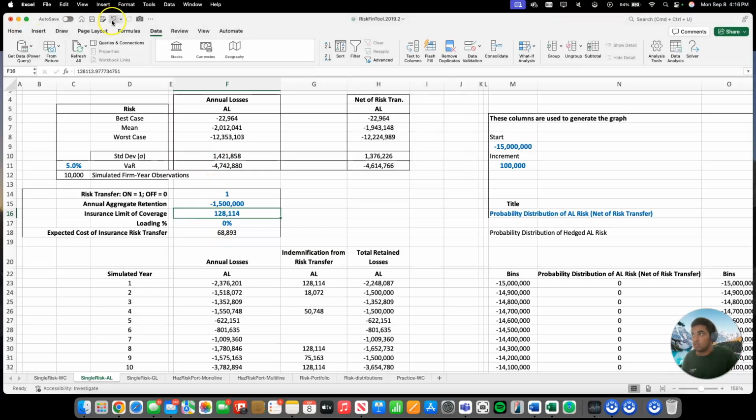So you want to focus on this 2 million because that's how they did it in the exercise, and if you retain the 2 million, then you're going to have just enough coverage to close the gap for the mean losses. Where this limit of coverage really comes into play is for the worst case scenario. So let me show you that.